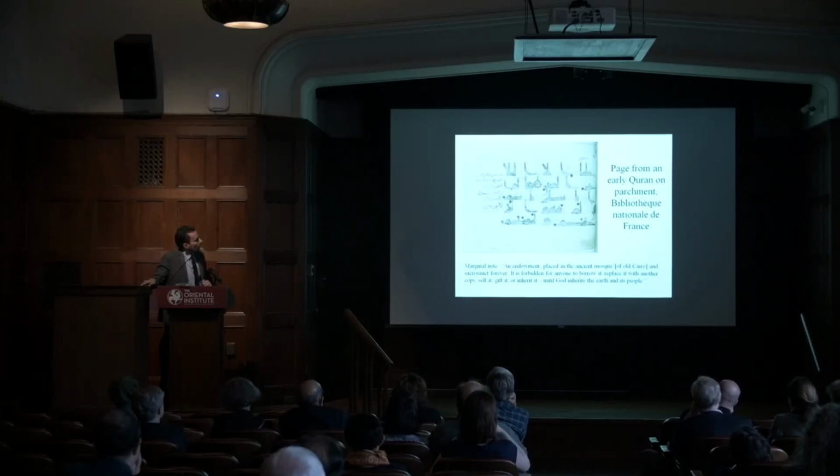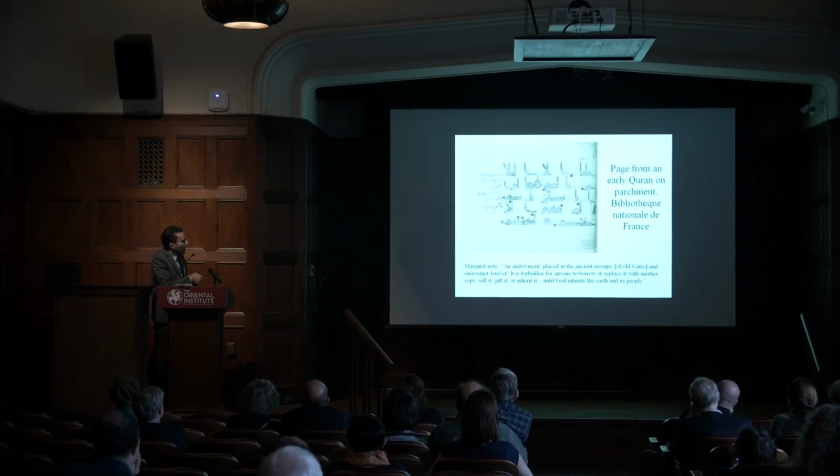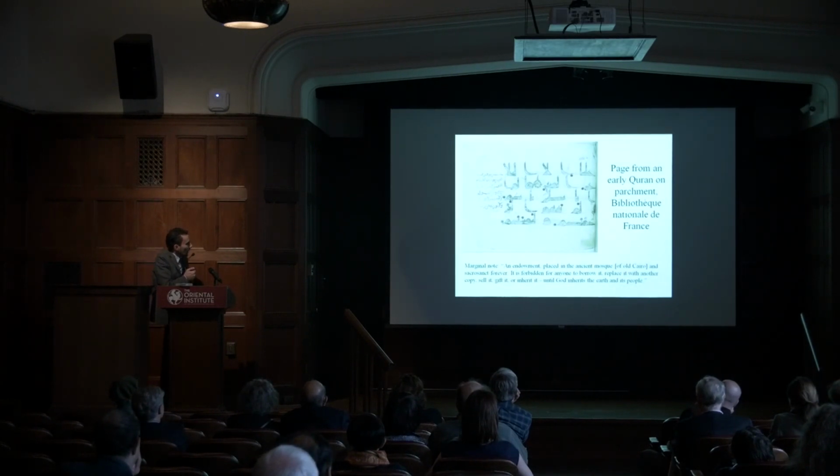So this is a page from an early Quran that is from the Bibliothèque Nationale de France. This is the very nice old Kufic Hijazi script. And on the side, there's a marginal note that I translated here, which says, "This is an endowment placed in the ancient mosque of Old Cairo and sacrosanct forever. It is forbidden for anyone to borrow it, replace it with another copy, sell it, gift it, or inherit it, until God inherits the earth and its people," i.e., for all intents and purposes, never.